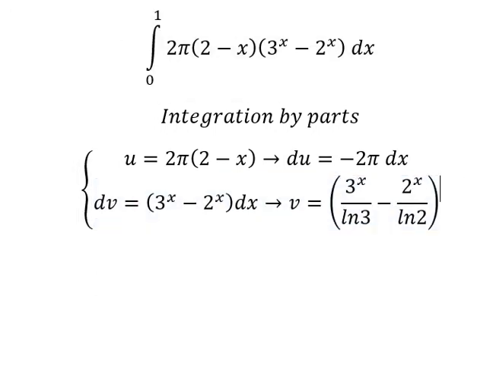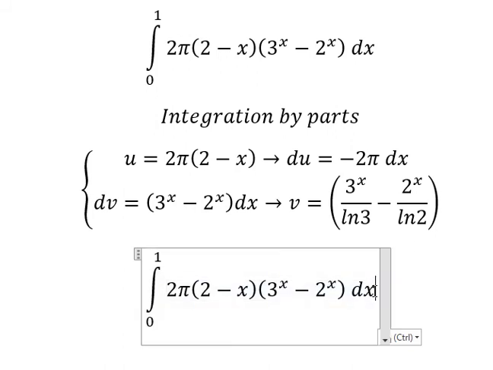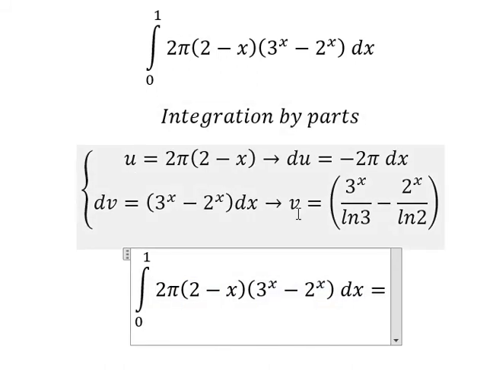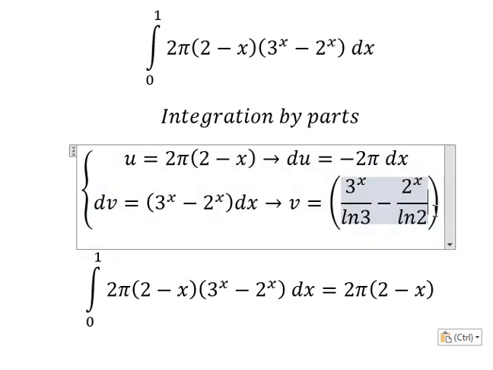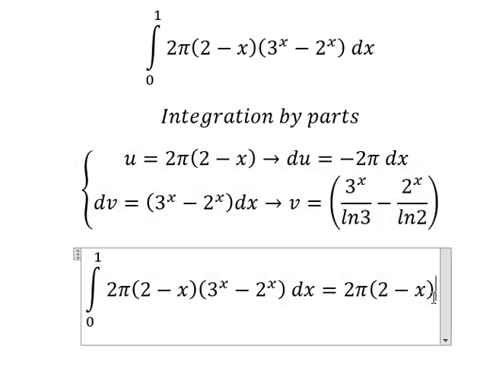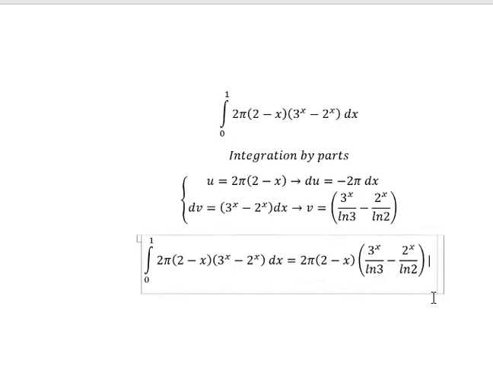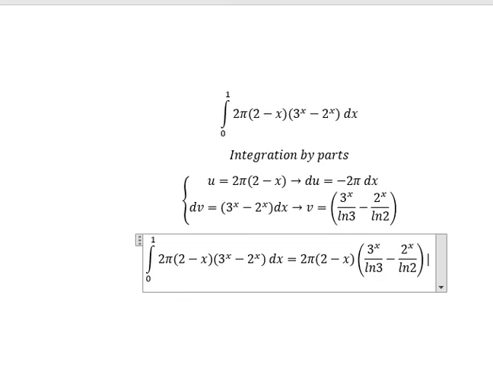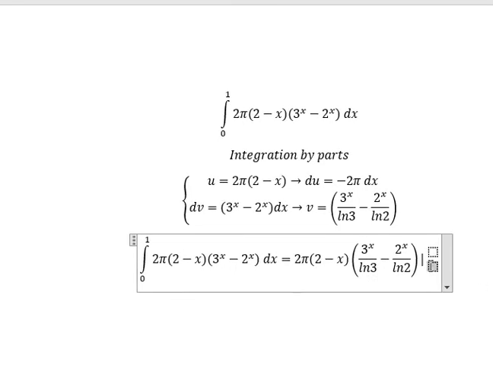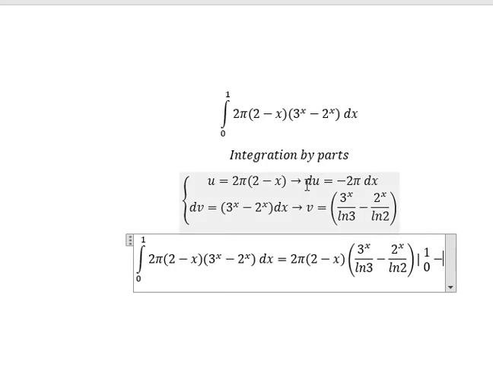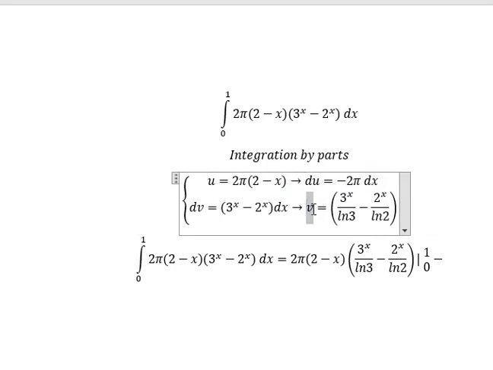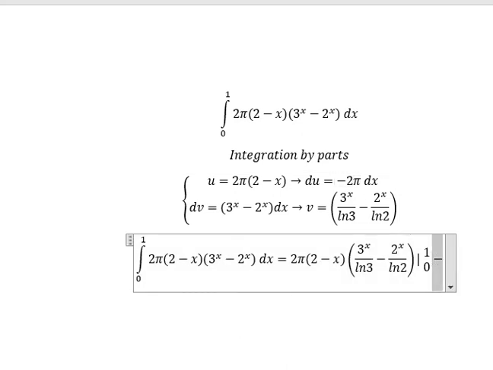Now we have u multiplied by v, and we put the bounds from 0 to number 1, minus we have u multiplied by v, but we have negative 2b, negative with negative in here, we have positive.